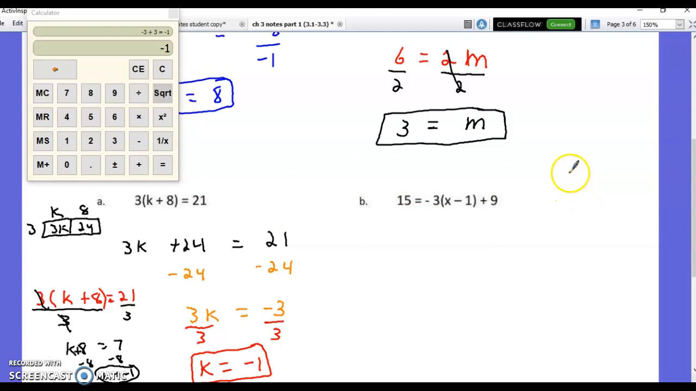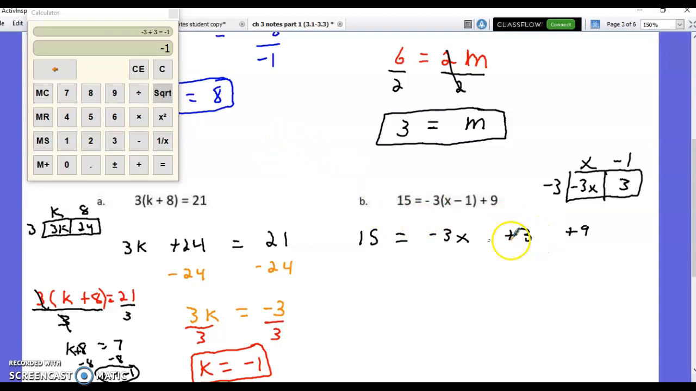So I'm going to, off to the side, just show my work for you guys. Some of you guys are getting good at this, so you know what it's going to be right away. So negative 3x, negative 1, negative 3x, and then negative 3 times negative 1 would be a positive 3. So I'm going to rewrite this problem. I have my 15 equals, now on this side I have negative 3x, I have a positive 3, and then I have that positive 9 over here.